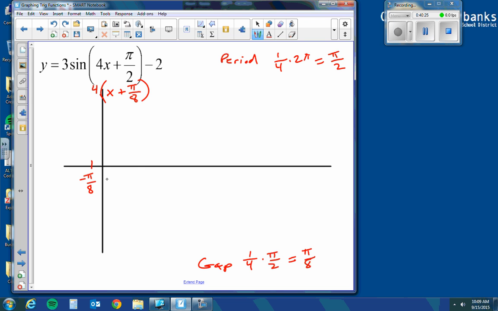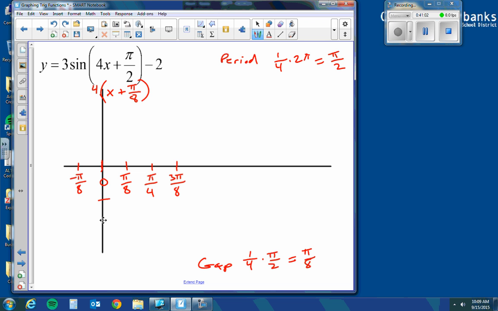Well, that means I can actually scoot this over a little more. Just go over an eighth, you hit 0. Go over another 8, you hit 1/8. Go another 8, that's 2/8. That's a fourth. Another 8, 3/8. That's 1, 2, 3, 4. I'm good. How far is it from the beginning to the end? From negative 1/8 to 3/8 is 4/8, which is a period of 1/2. The whole thing shifts down 2.